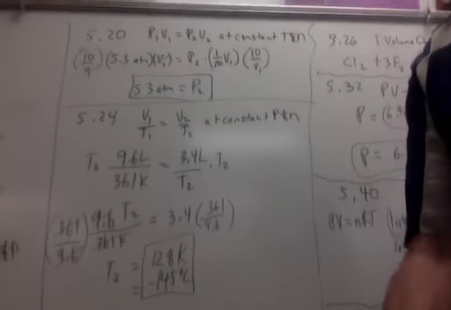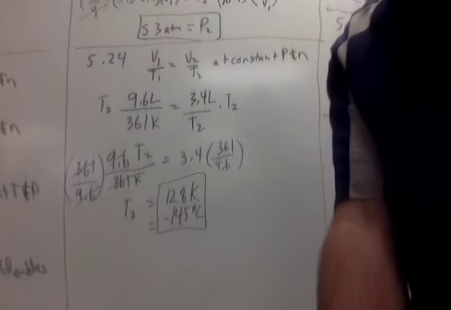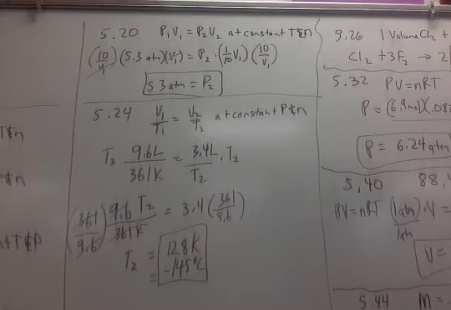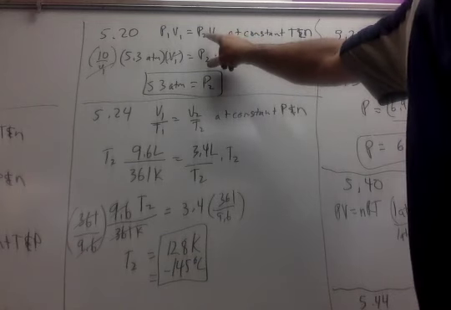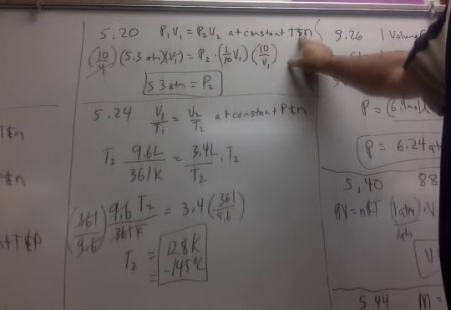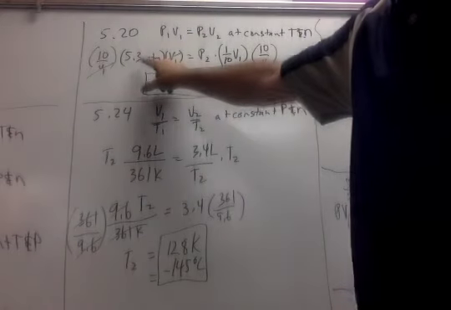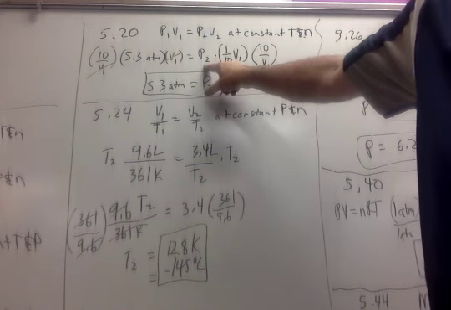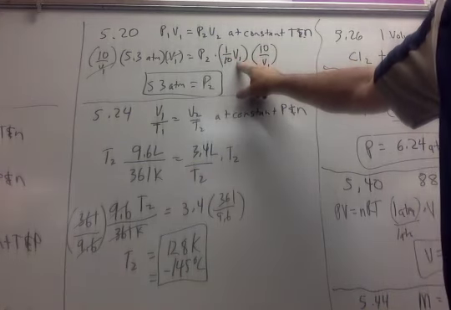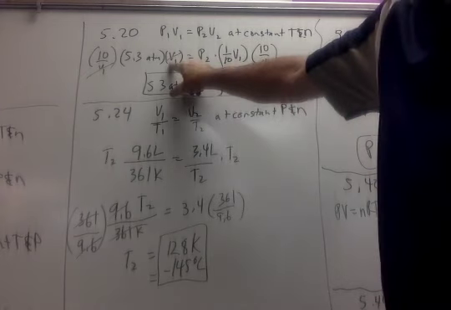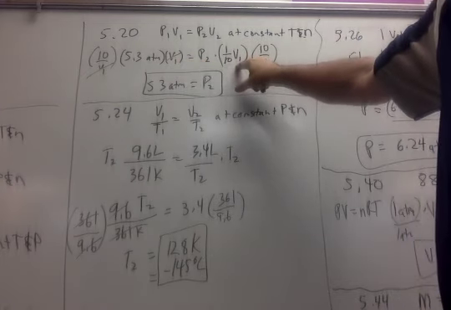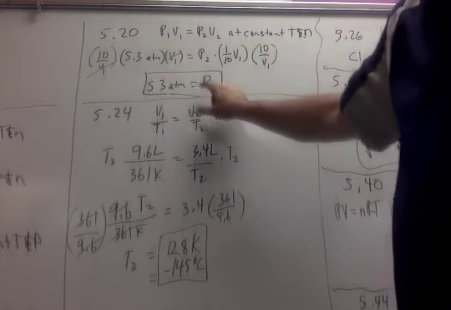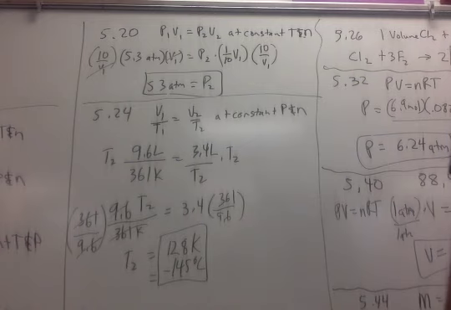Okay, moving on to number 5.20. On 5.20, we have a Boyle's law problem, P1V1 equals P2V2 at constant temperature and moles. We have a gas at 5.3 atmospheres at a certain volume, and we want to know what its pressure is going to be if its volume is 1/10 of the original volume. So we'll just call it V1 and 1/10 V1. If I multiply both sides by 10 over V1, I get 53 atmospheres equals P2.